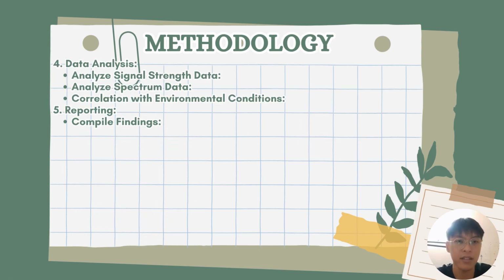For the data analysis part, we need to analyze the signal strength data, which is to calculate the average signal strength and identify any significant variations. And we need to analyze spectrum data, which is to examine the captured spectrum analyzer traces for any indication of noise or interference. And we need to correlate both with environmental conditions. Lastly is the reporting part, which is to compile all the findings and include visuals.